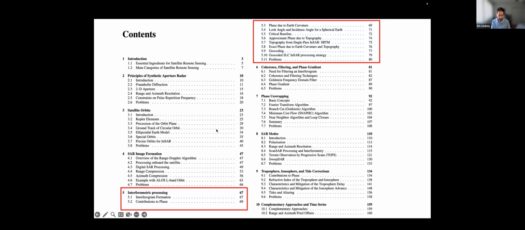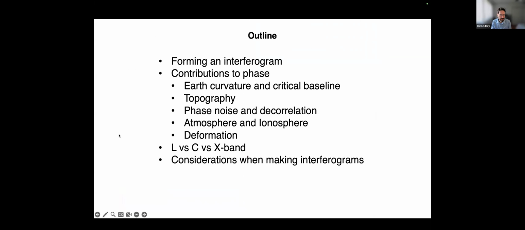So let's talk about forming an interferogram. What are all the different components of the phase? We'll talk about Earth curvature, baseline, meaning the satellite orbits, the topography, phase noise, decorrelation, atmosphere, and then a little bit about the difference between some of the bands and how different satellites function in terms of what they can recover.